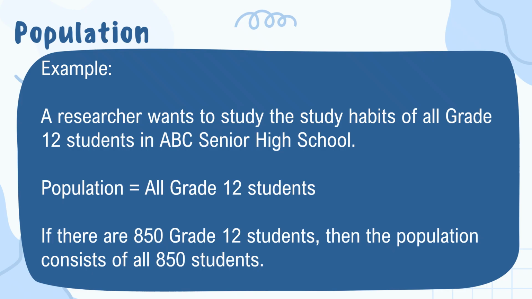That is 850. So we can say population is equal to 850 grade 12 students. Notice something important. We are not saying the researcher will necessarily ask all 850 students to answer the questionnaire. The 850 is simply the entire group that the researcher wants to study. Okay, so let's say if I choose 100 students from the 850, are those 100 the population? No, they are the sample.